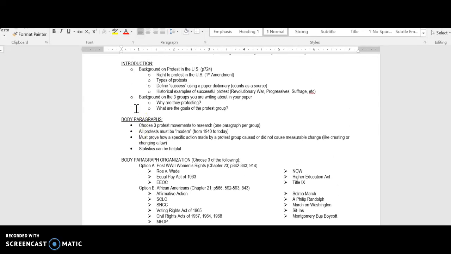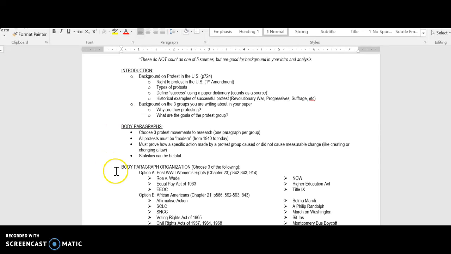So, one of the things that you're going to have to do, besides researching for your body paragraphs, is also research for your introduction. I have the basic information that needs to go in your introduction in this section right here. Note, in order to help you, this 2nd bullet point, you need to make sure that you understand the goals and why these different groups are protesting. What are the problems that they're experiencing?